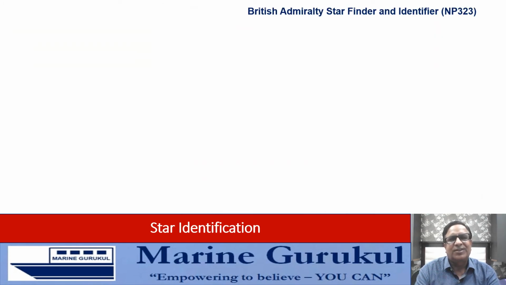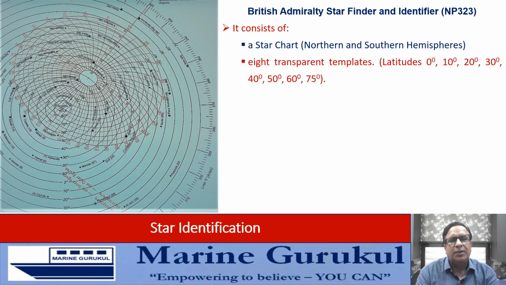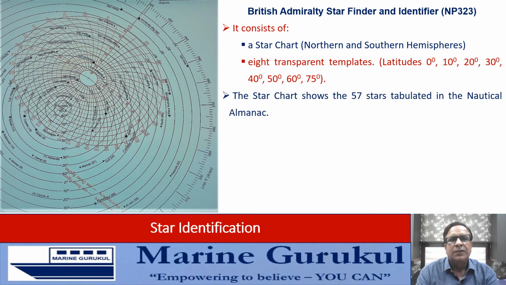If you have access to a star finder and identifier on board, you need not involve yourself with such extensive calculations for star identification. What you are seeing on the screen is a picture of the British Admiralty Star Finder and Identifier NP323. The star finder consists of a star chart for northern and southern hemisphere, 8 transparent templates, each template for a different latitude. The star chart shows 57 stars that were tabulated and numbered in the nautical almanac.